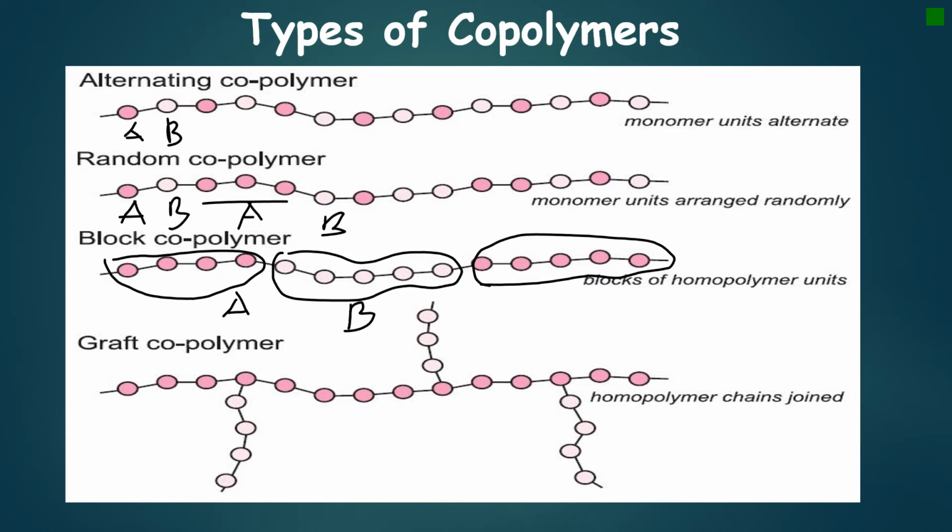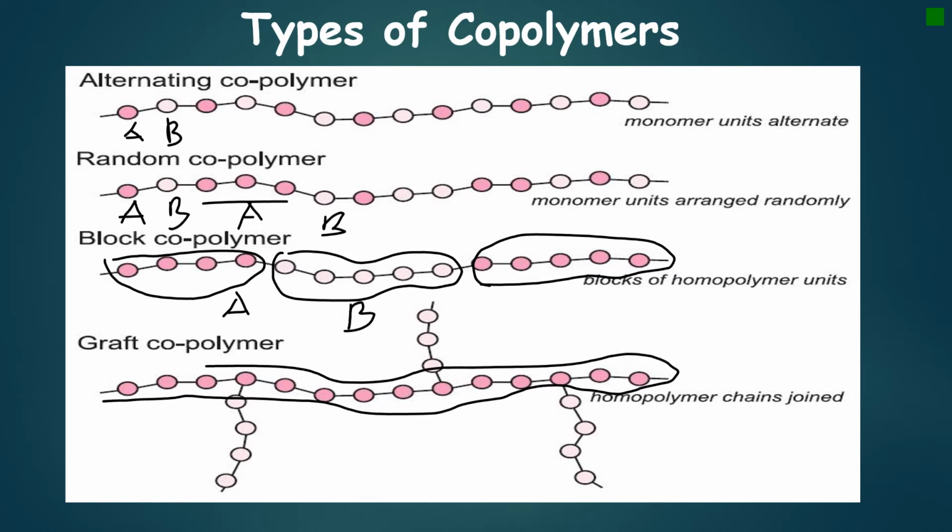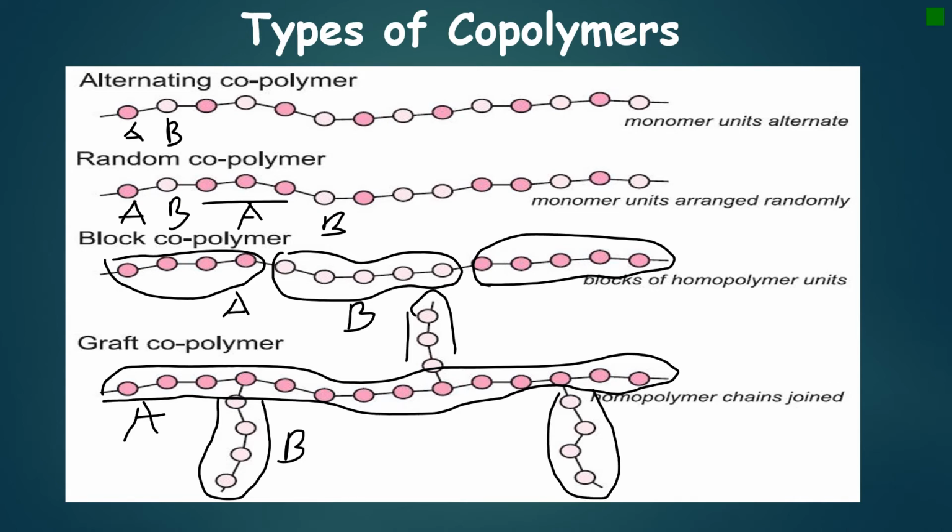The last one is graft copolymer. For graft copolymer, one type of monomer makes the main chain of the polymer molecule. Here, for example, A becomes the main chain of the polymer molecule, and then another type of monomer molecule makes the side branch. For example, here B is a side branch to the main chain, and here again B is a side branch to the main chain. That's what we call graft copolymers.